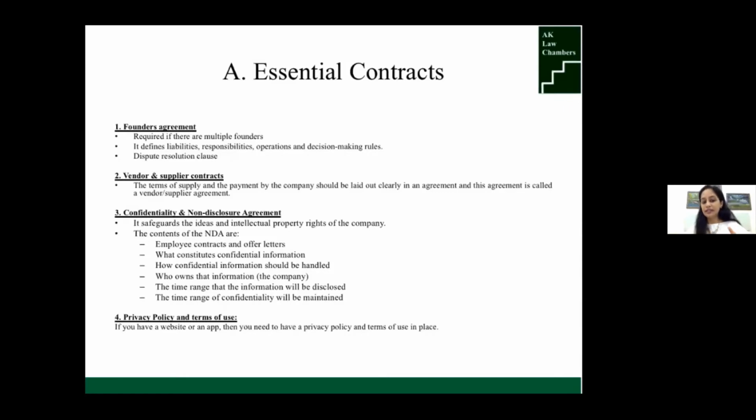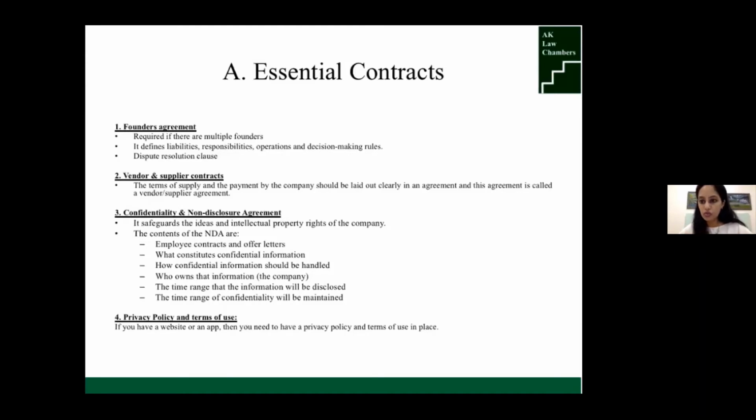The fourth essential contract that you need to have in place is your privacy policy and terms of use. Terms of use defines how you will operate, especially when you have an app or a website. This is very, very important under the Information Technology Act. Your privacy policy talks about what you do with personal information that you may be collecting on the website. Personal information is your name, your address, your financial details. All of this is under the garb of personal information.